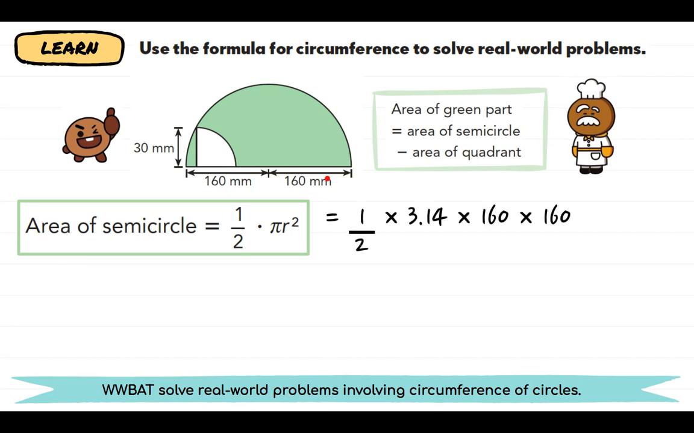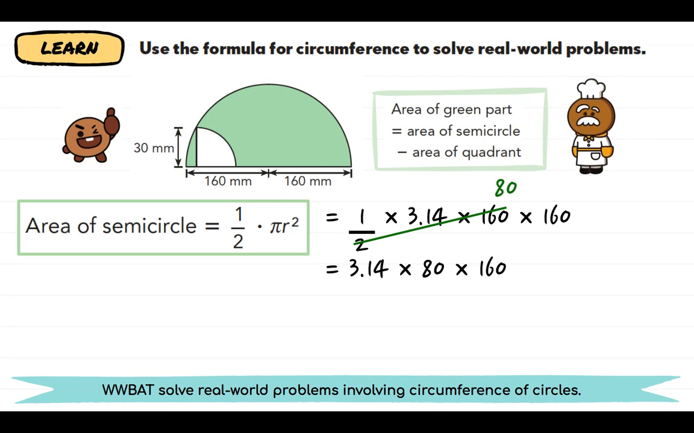So I have 1/2 times 3.14, which is the value of pi, times 160, which is the value of the radius, times 160, because we need to use the square value of the radius. Now I noticed that 160 can be divided by 2 and it would give me 80. So I can rewrite this sentence as 3.14 times 80 times 160.